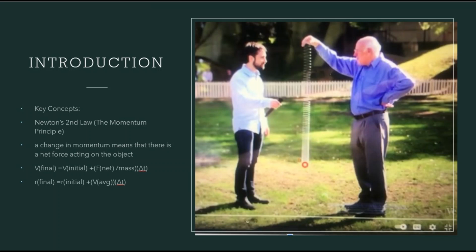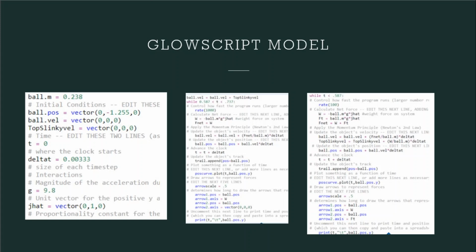I then set the axes to be at the top part of the stretched out slinky and used the point mass tool to track the slinky's motion. To model the same motion and to get a better idea of how the slinky was moving, as shown in the video, I created a GlowScript model of the falling motion.